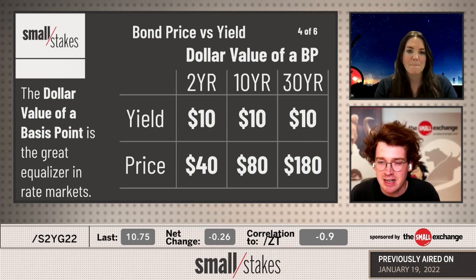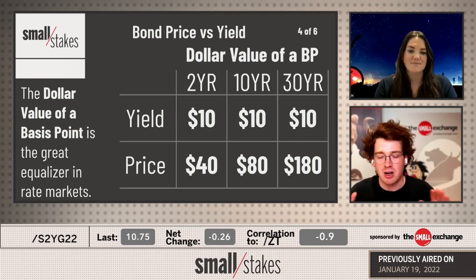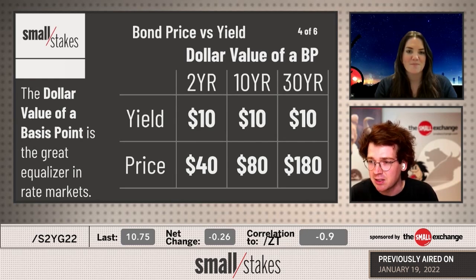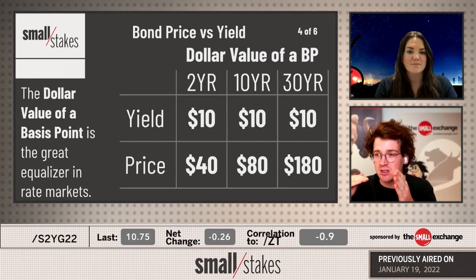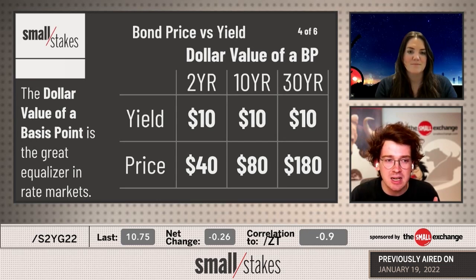And you can see here that the dollar value of a basis point sounds like a big phrase, but it is just literally the amount of US dollars that goes in or out of a given product relative to a basis point increase or fall. Very straightforward in the yield products because they're priced in yield. And so if that basis point rise happens, it's reflected directly by just $10 in 2 years, $10 in 10 years, $10 in 30 years. Very simple.